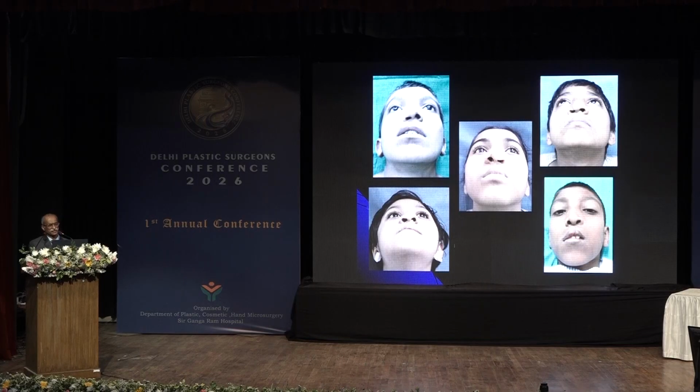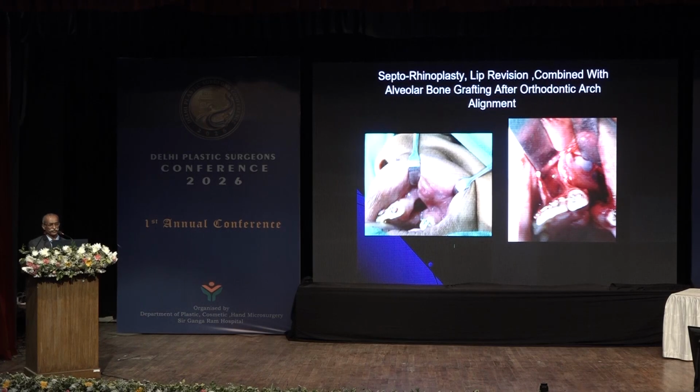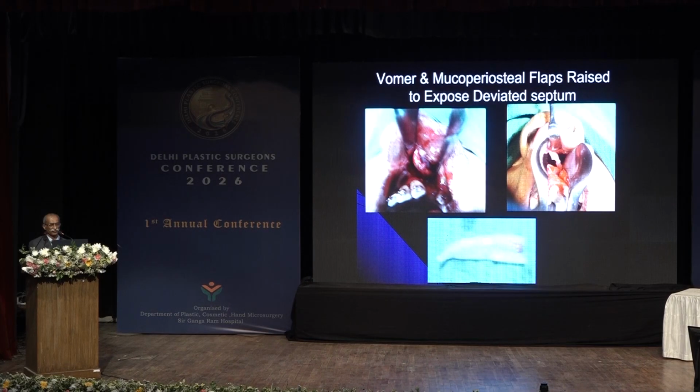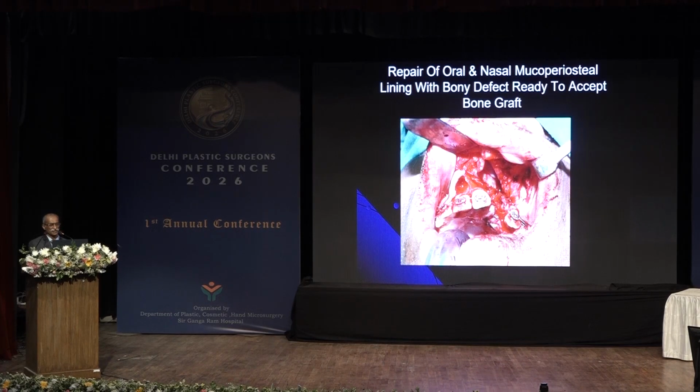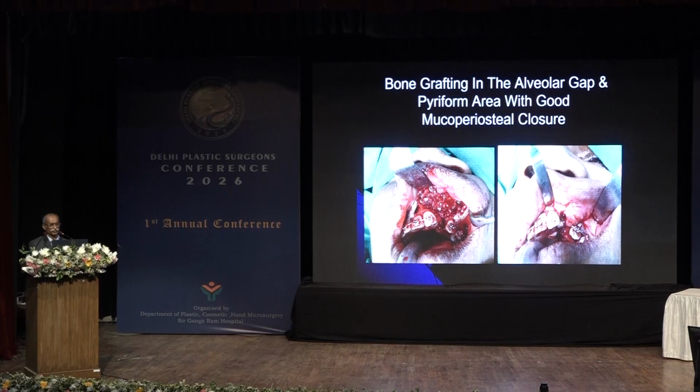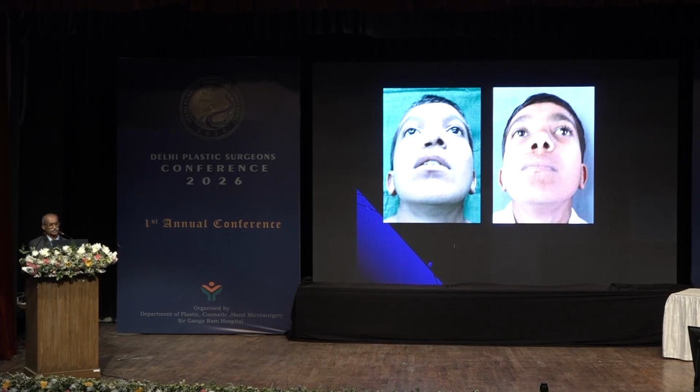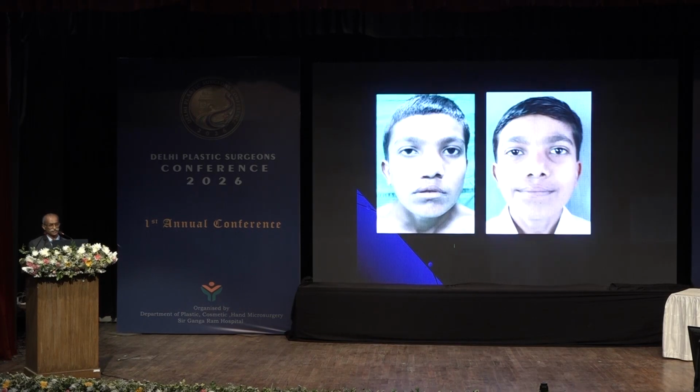When the patient is going from childhood to adulthood, in the puberty age, we are already under orthodontic care for the alignment and preparation for the alveolar bone grafting. I usually prefer to do this along with the alveolar bone grafting. This is the nasal lining and oral lining. This is the bone grafting position. And this is the rhinoplasty which is done at the same sitting.